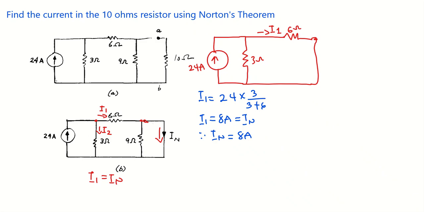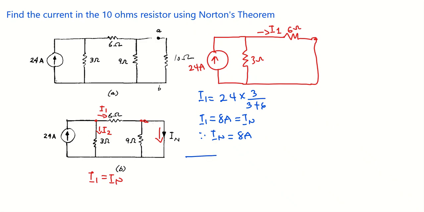Okay, so now let's find Norton's resistance. To find Norton's resistance, what you do is you have to open circuit the current source. Okay, we are going to open circuit the current source. So let's look at how we are going to do that. So I will redraw my circuit.